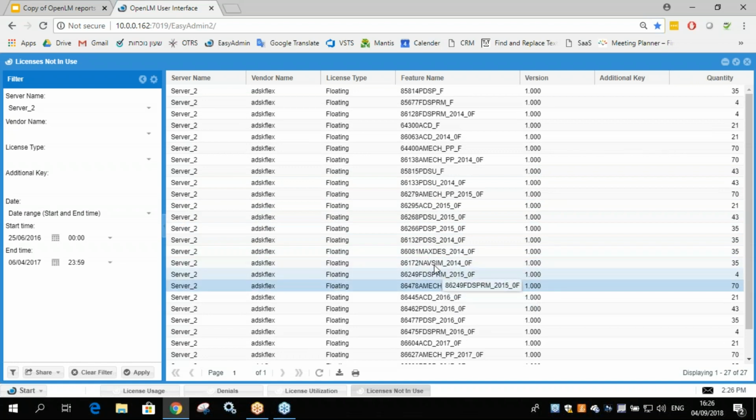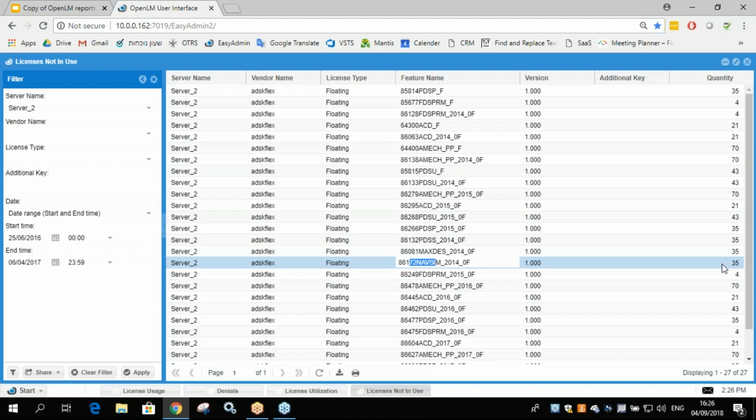So for example, I see that Navisworks, this feature, I've not been using Navisworks at all. So if I have not been using Navisworks, then next time I can simply not buy it. I'll purchase a smaller package. I'll purchase maybe only the feature that I want. I won't purchase the package at all.